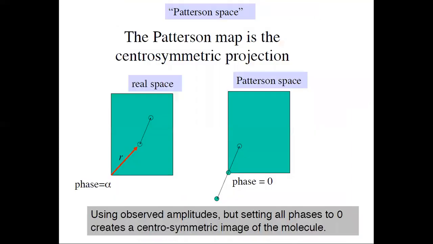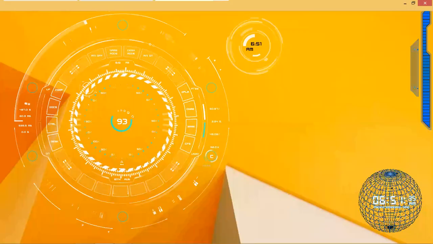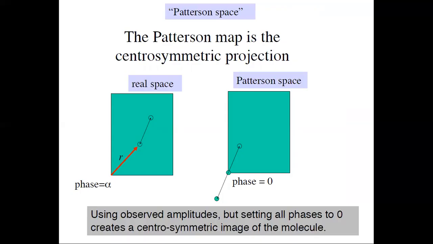Similarly, the Patterson map is a centrosymmetric projection. This is the real space, this is the Patterson space. In real space, phase is equal to alpha. In Patterson space, phase is equal to 0. Using observed amplitudes but setting all the phases to 0 creates a centrosymmetric image of the molecule.